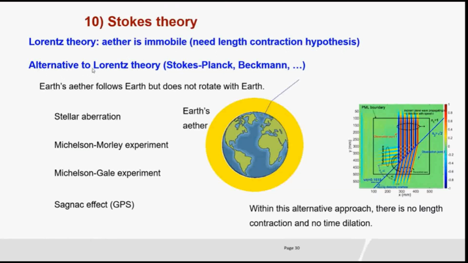Another alternative would be that the ether, the medium, is moving with Earth, attracted by the gravity of Earth, but is not rotating with Earth. And actually, this was Michelson's conclusion in his paper, that the ether is not immobile. Within this theory, this would be in agreement with stellar aberration, the Michelson-Morley experiment, the Michelson-Gale experiment, and the Sagnac effect. So the medium is moving with Earth, but not rotating with Earth.